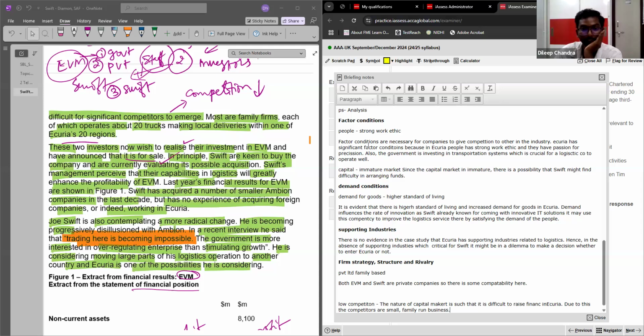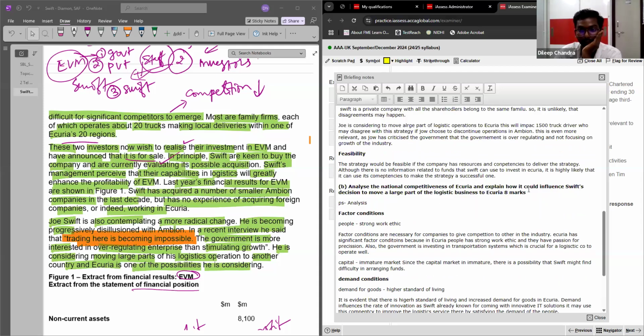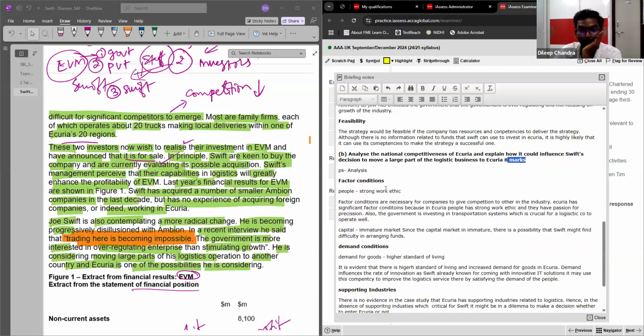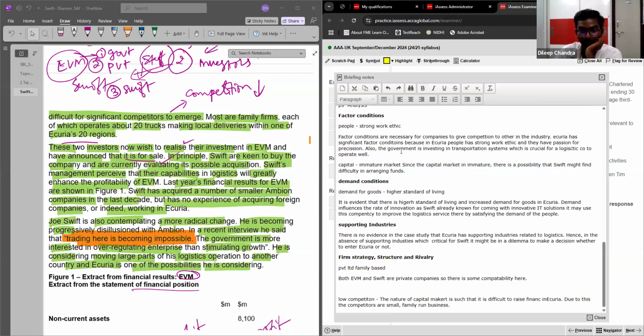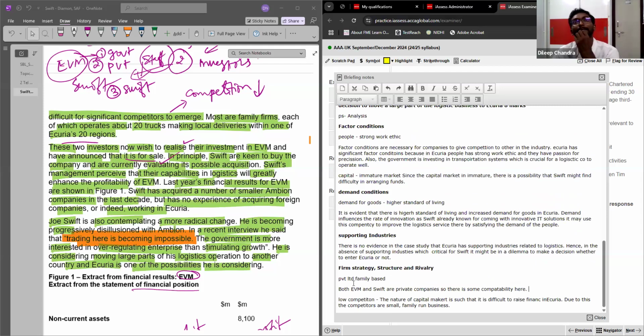So how many points did I write here? 1, 2, 3, 4, 5 points I've written here. And this is for 8 marks. Okay, it's a reasonable attempt. Over here, I might get 1 more mark somewhere. So this is a reasonable attempt. This is 5 points, 5 marks, 8. This is for 8 marks. I've written 5 points. Can I think of any one more point?